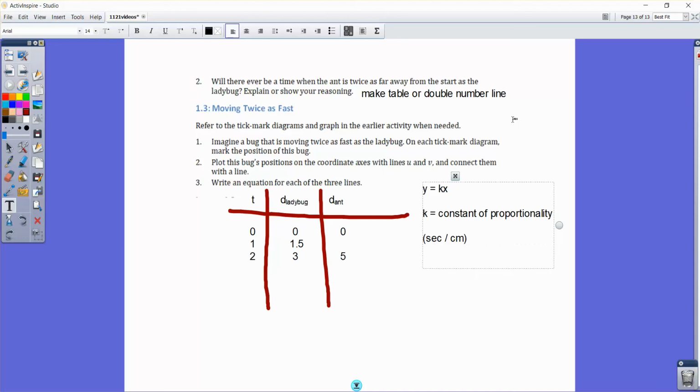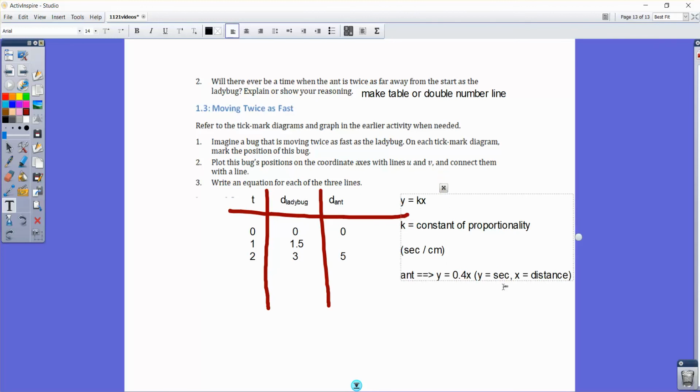So for example, if the resulting seconds per centimeter, I believe for the ant it's 0.4, and if you made it this far, it's okay to get that. That means that for the ant, the equation would be y equals 0.4x, with y being the seconds and x being distance. Okay, let me just slide this over a little bit. Again, the equation is just your constant of proportionality. Where did I get the 0.4 from? That is from the seconds per centimeter that you got from the prior problem. So the ant's equation here would be y equals 0.4x.